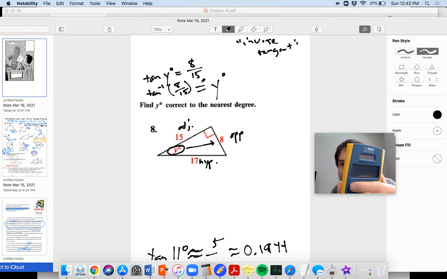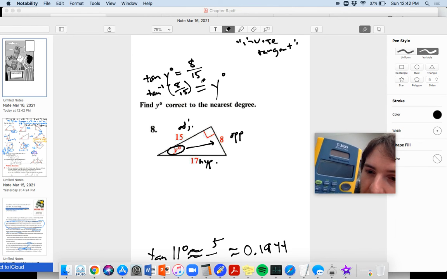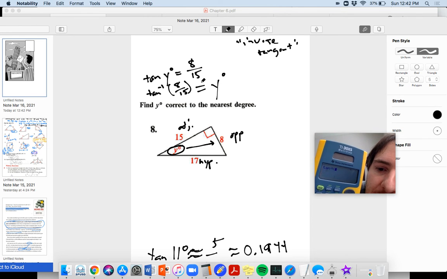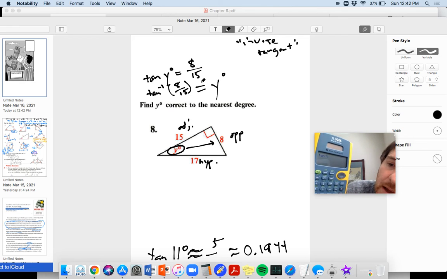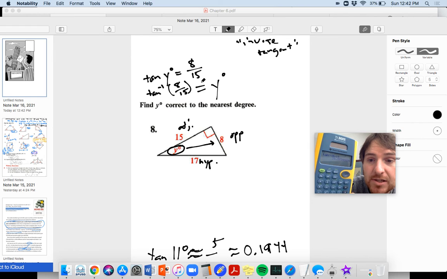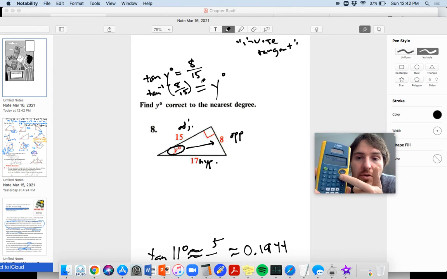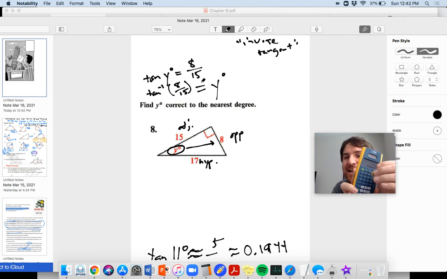I'm going to hit second, because I don't want tangent, I want tangent to the -1 power. So I hit tangent to the -1 power, and then I do 8 divided by 15. And my answer there is going to be 28 degrees. So the 8/15 ratio is unique to the 28.07 angle.